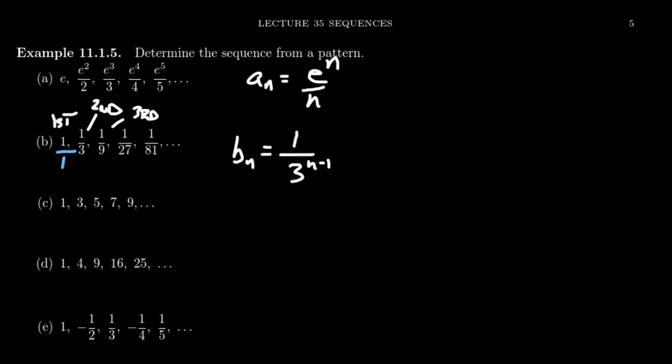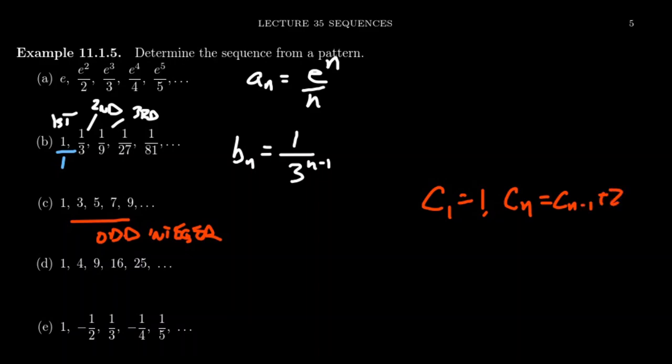Looking at the third sequence, c right here, we have the sequence 1, 3, 5, 7, 9. This seems to be the sequence of odd integers. Thus you're increasing by 2 each time. So if you think of your sequence, c sub n, well, c sub 1 appears to be 1. And then the next term, c sub n, seems just to be the previous term, c sub n minus 1, plus 2. I mean, that's how we get this odd sequence of numbers.